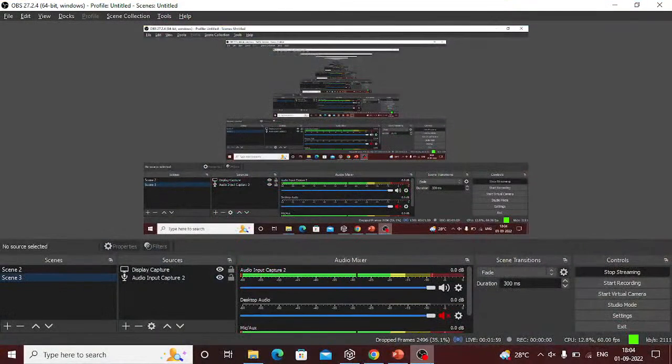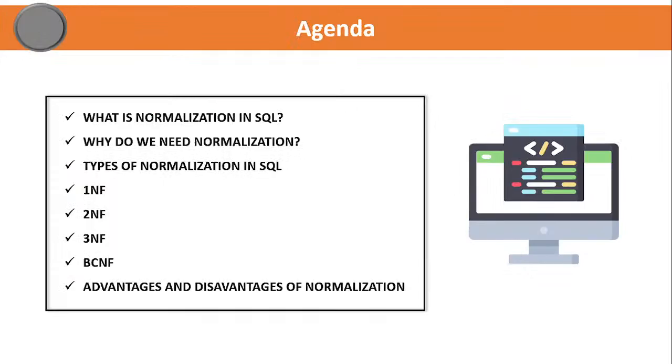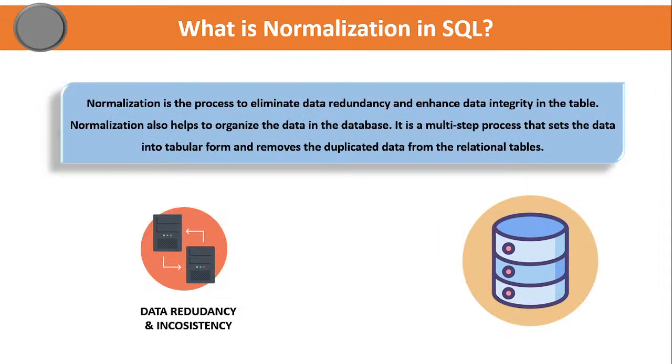So let me just present you my screen. Firstly, let us go through the agenda for today's session. We'll start the tutorial by understanding what is normalization in SQL, and then we'll understand why we need normalization. After that, we'll discuss various types of normalization used in SQL, which are basically different normal forms such as first normal form, second normal form, third normal form, and BCNF, which is Boyce-Codd normal form. And finally, we'll wrap up the session by discussing some advantages and disadvantages of normalization. So without any further ado, let us just dive into today's topic.